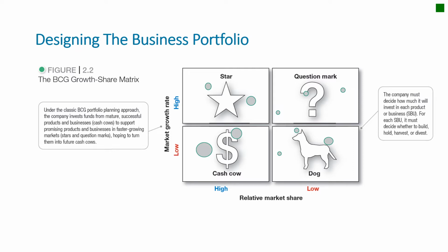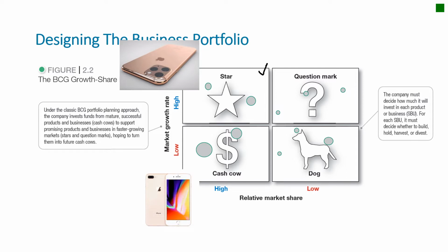Okay, in the BCG growth share matrix, there are 4 quadrants that you can see here. The first quadrant is star, which has high market growth rate and high relative market share, and normally this kind of product belonging to this quadrant is a newly introduced product in the market. For example here, as you can see, is iPhone 11, which has just been announced by Apple recently.